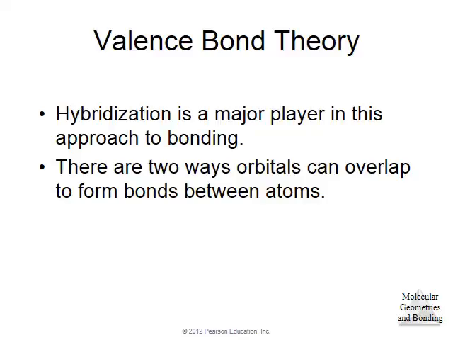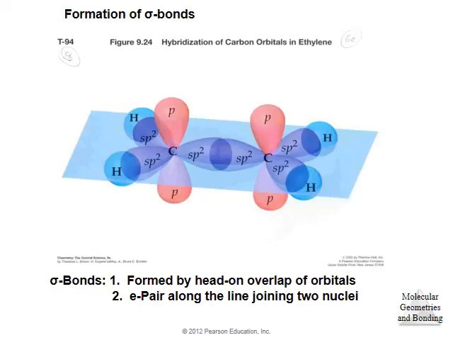Now, valence bond theory describes hybridization that we already mentioned. There are always two ways orbitals can overlap, and we're going to show you those two different ways. In this molecule, one kind of overlap is called head-on overlap. It's like shaking hands. You have a good grip.